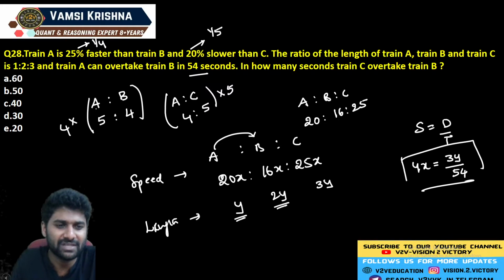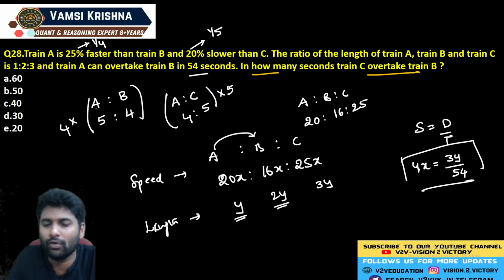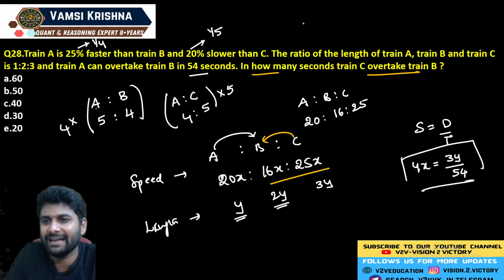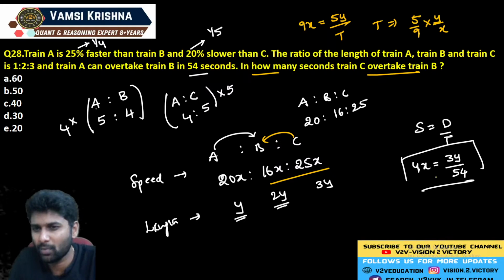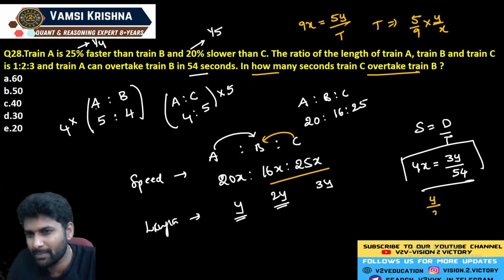Now take another equation, guys. The question here: in how many seconds does C overtake B? C overtakes B. What is the relative speed here? It's 9x, and the distance is the length of the train, 5y. You should identify the time. So time is equal to 5 by 9th of y by x. Now what about y by x here? y by x is exactly equal to 54 multiplied by 4 divided by 3.